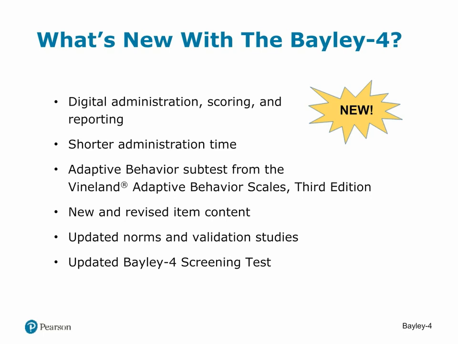The Bayley-4 will offer several new features, including digital administration, scoring, and reporting, reduced administration time, new and revised item content, and updated norms and validation studies. The content of the Adaptive Behavior Scale for the Bayley-4 will be from the third edition of the Vineland Adaptive Behavior Scales. The Bayley-4 screening test will feature updates as well.